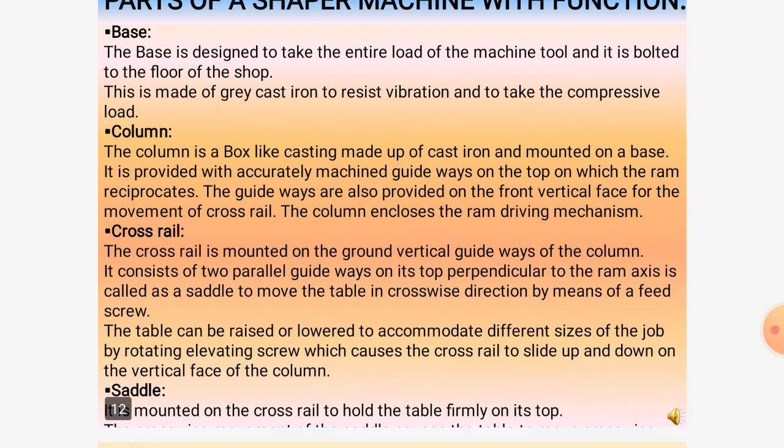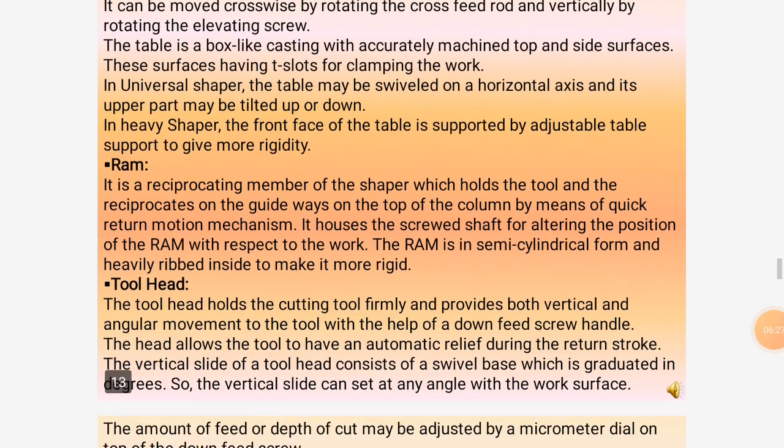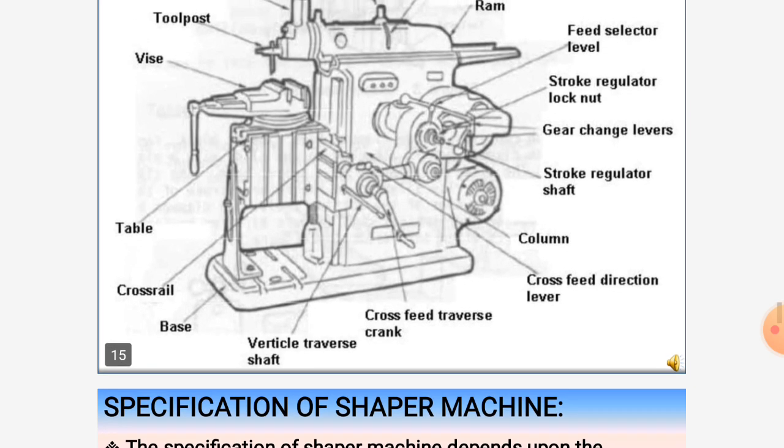Next, cross rail. The cross rail is mounted on the machined vertical guideways of the column. It consists of two parallel guideways on its top, perpendicular to the ram axis, called the saddle, to move the table in a crosswise direction by means of a feed screw. We can see these parts in this diagram. Here we can see base, column, guideways on column, and cross rail.